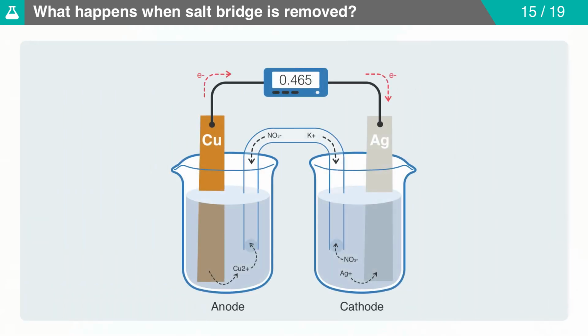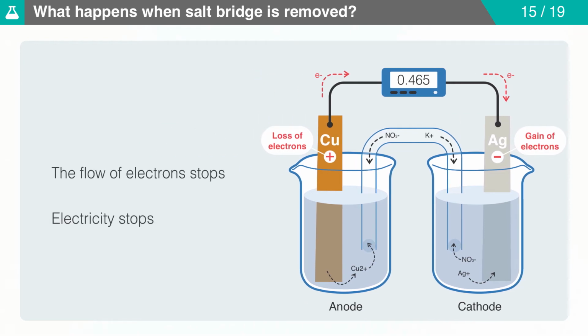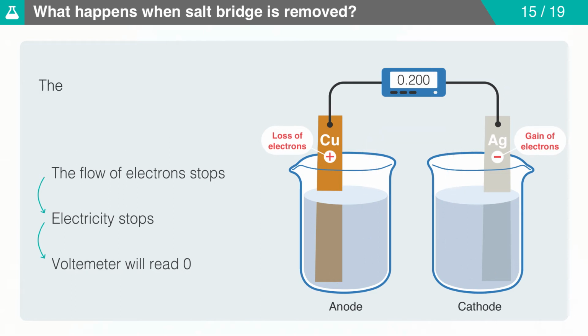Why? Well, if we start to lose electrons, this side becomes very positive very quickly, and if we're putting electrons on this side, which is normally positive, it's going to gain negative charge and become very negative very quickly. That's a problem because if electrons are trying to flow and they're negative, they are going to be repelled back and actually pulled towards the anode, and the flow of electrons stops, and therefore electricity stops. So if we remove the salt bridge, the voltmeter will read 0 and we lose the flow of electrons.